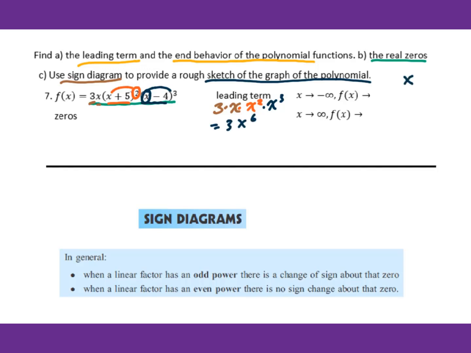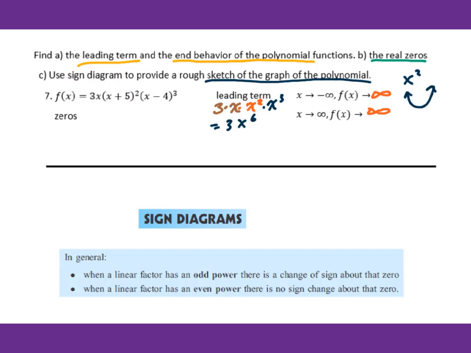Graph like x squared, and behavior will be the same as x squared. Therefore, when x goes to negative infinity and positive infinity, both going up, both go to positive infinity.